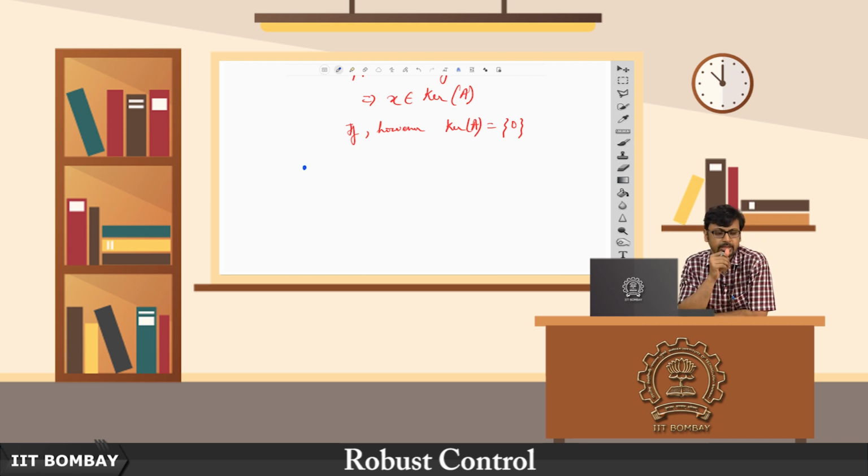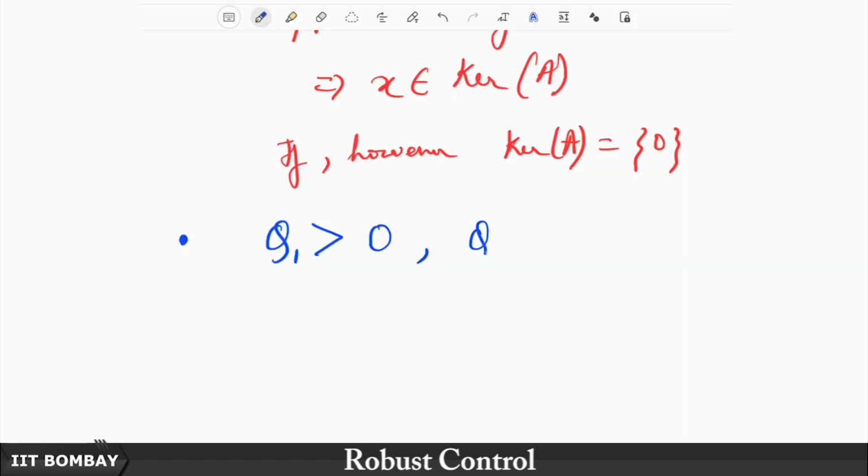Let us look at the next property. Suppose you have a matrix Q1 which is positive definite, and you have another matrix Q2 which is also positive definite. And suppose you have two scalars, mu1 which is greater than 0 and mu2 which is greater than or equal to 0.